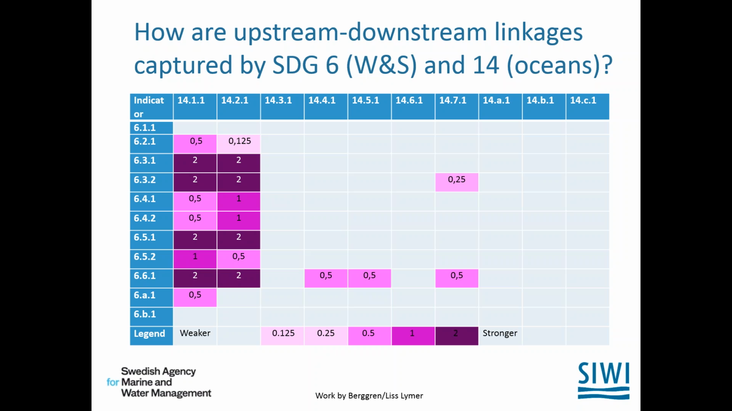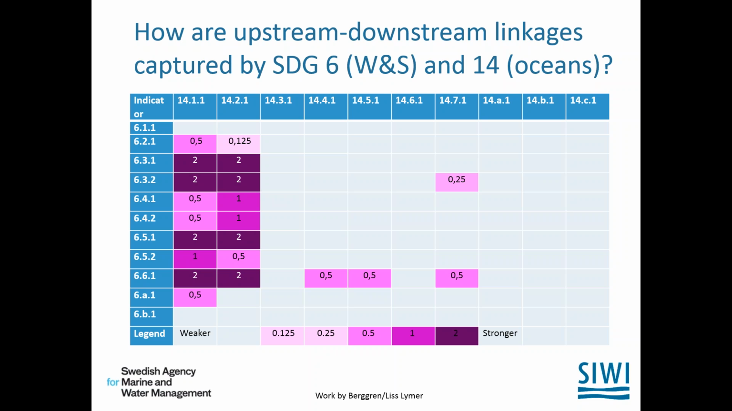But translating such ambitions into frameworks that can be implemented and monitored in an equally integrated fashion is often easier said than done. Looking at how upstream, downstream, or source-to-sea linkages are captured by the Sustainable Development Goals provides an indication of some of the challenges. The strongest links provided between freshwater and marine targets and indicators are found in relation to water quality, IWRM, and ecosystems.